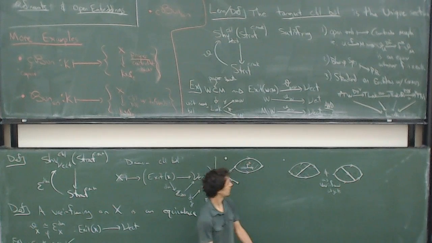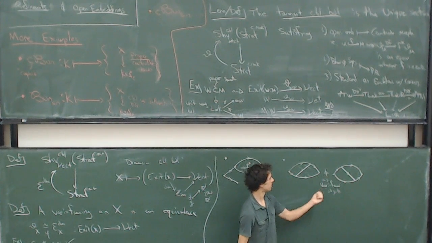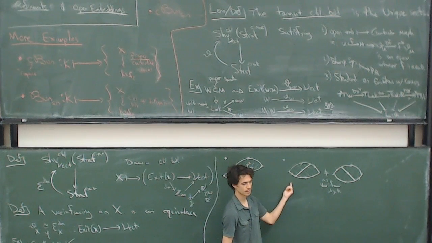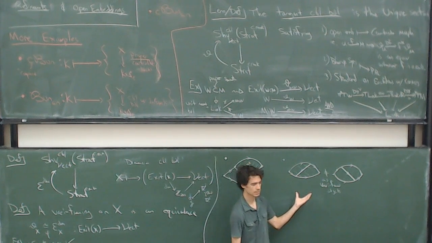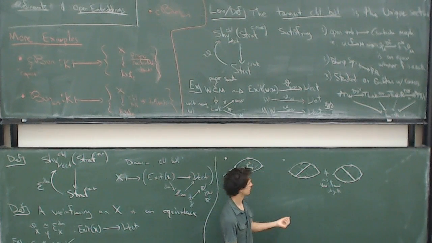And you see, these are not the same variframings on what is the same underlying stratified space, exactly because of that slant. I don't know what to say.